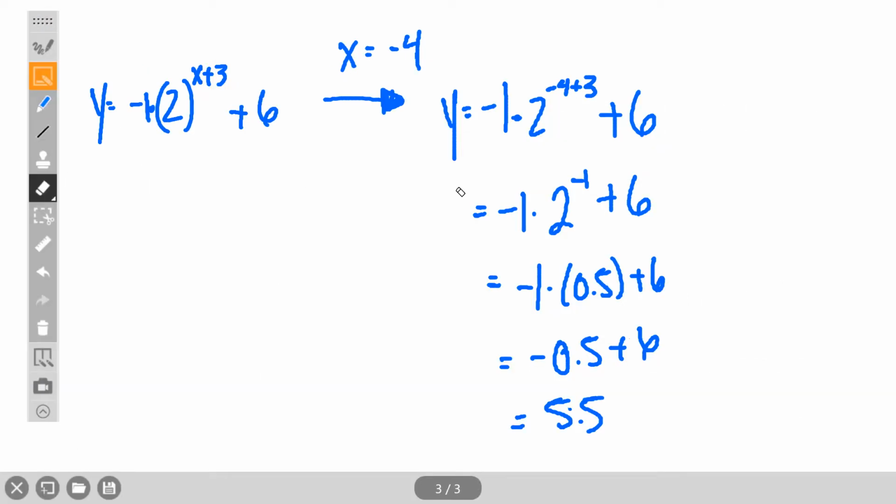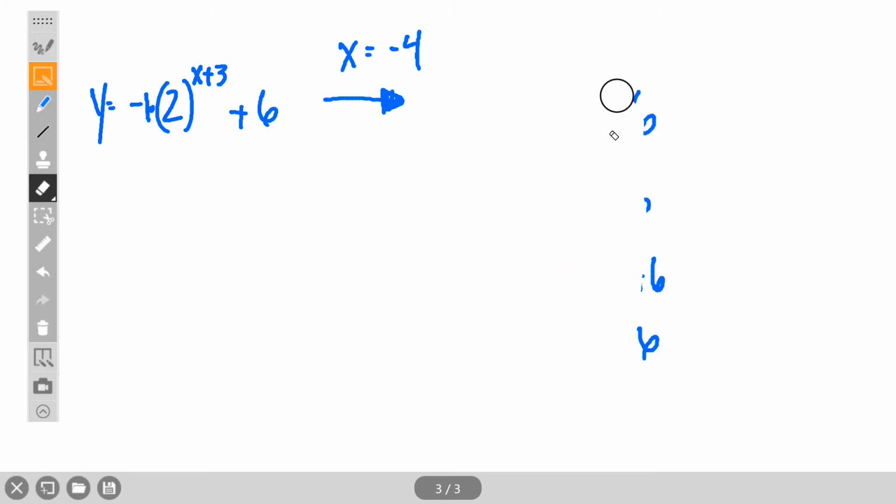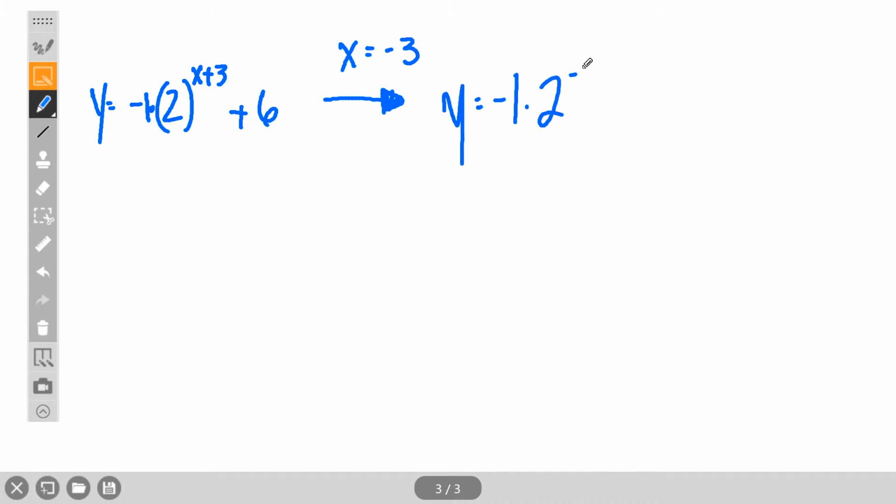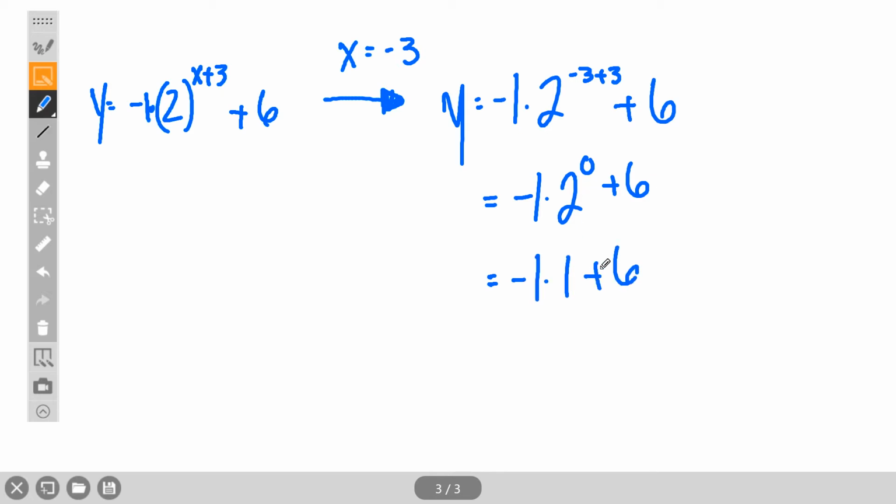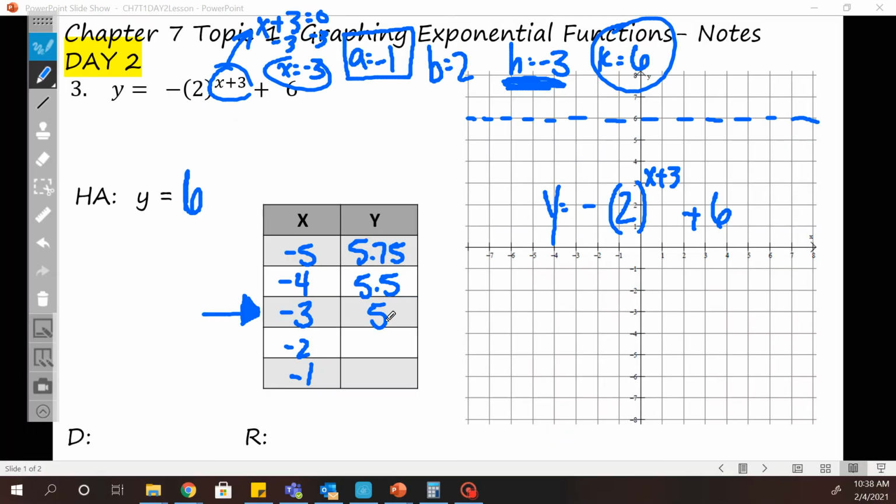Next, we're going to plug in -3. Y is equal to -1 times 2 to the -3 plus 3 plus 6. That's -1 times 2 to the 0 power. We do the exponent first. 2 to the 0 power is 1. Anything to the 0 power is 1. Negative 1 times 1 is negative 1. And negative 1 plus 6 is 5. So our next point in the table, 5.